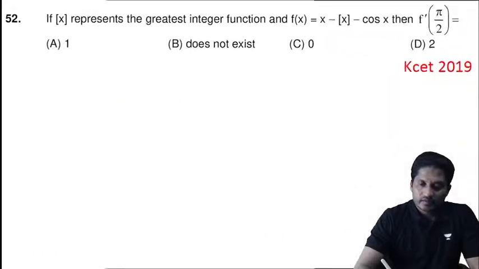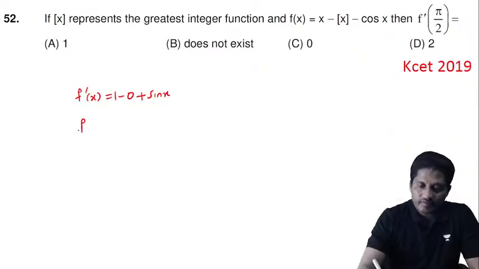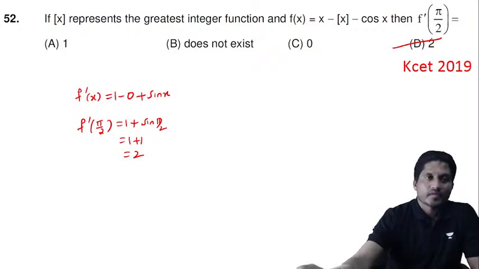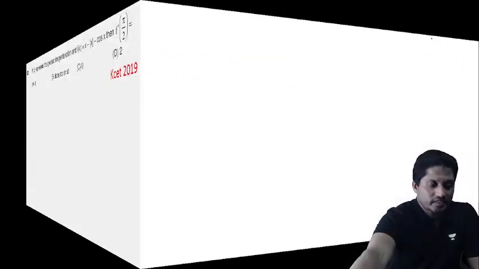Now if I substitute f dash of pi by 2, this should equal 1 plus sine of pi by 2. Sine 90 is 1, right? You get 1 plus 1 is equal to 2. Right, let's move to the next question.